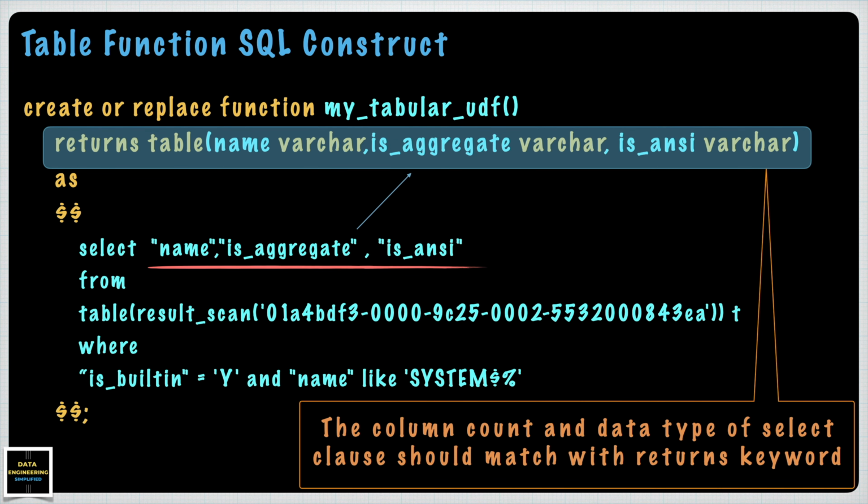A table function can be accessed using the table keyword from the from clause of the query. Let's see it in action.